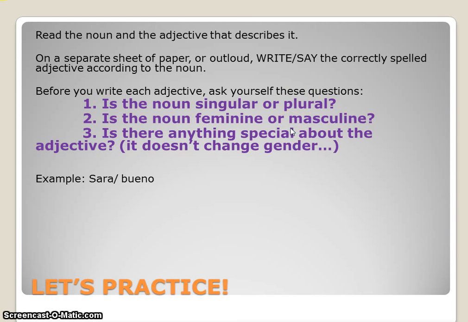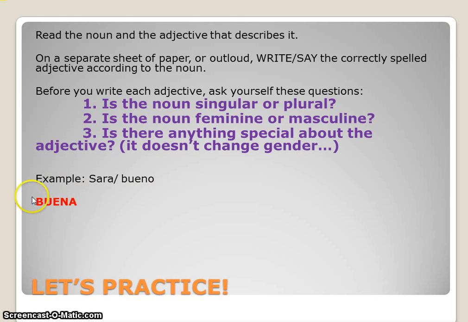Is your noun feminine or is it masculine? And then is there anything special about the adjective? So something like maybe the adjective ends in an E, and so therefore it's not going to change according to gender. Here's an example. I'm going to give you a noun like Sara and then a slash and then your adjective. And all you do is write or say out loud the correctly spelled adjective. So if I have Sara and then bueno, my adjective is going to be spelled like buena.